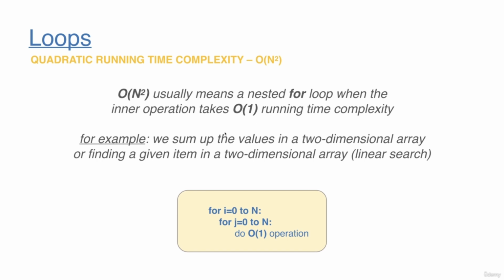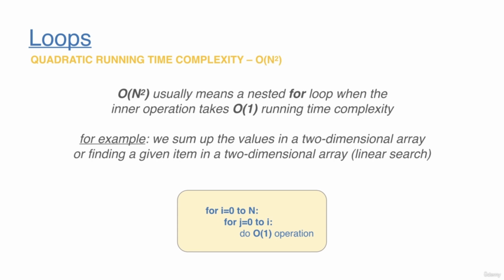For example, summing up the values in a 2-dimensional array, finding a given item in a 2-dimensional array, essentially we have to consider every single row and every single column of the 2-dimensional data structure. So this is why we end up with quadratic, so order n squared running time complexity.